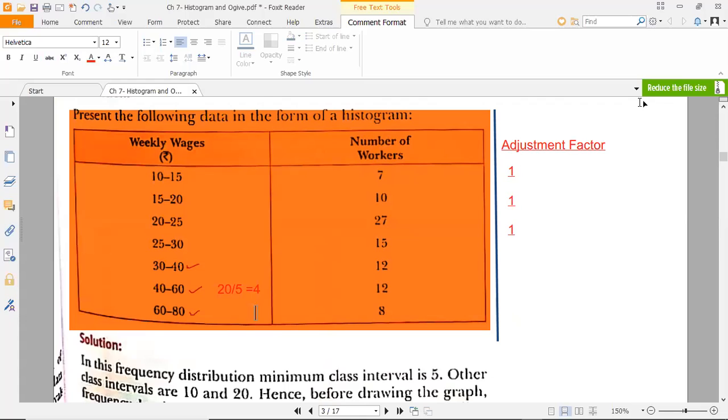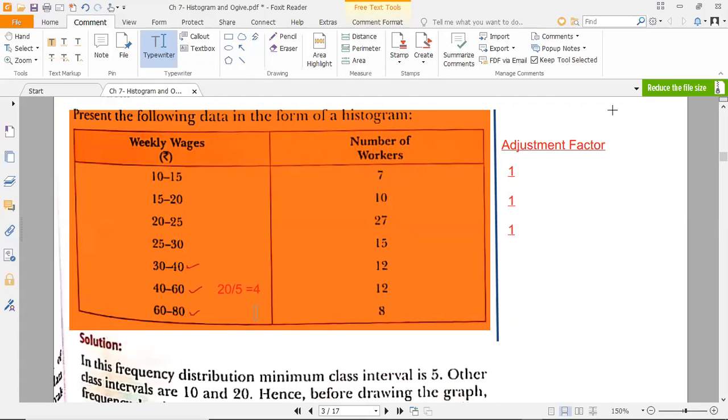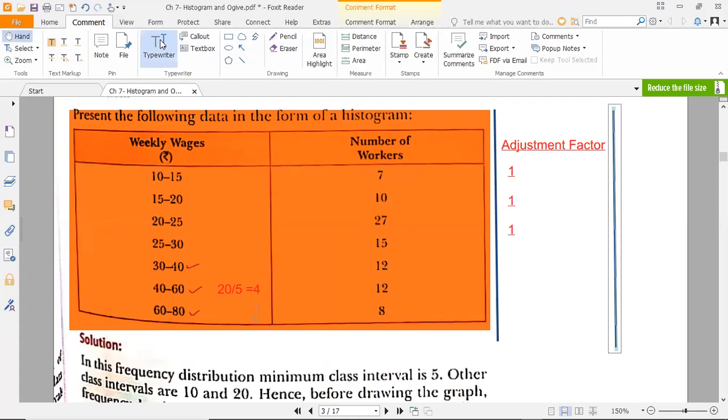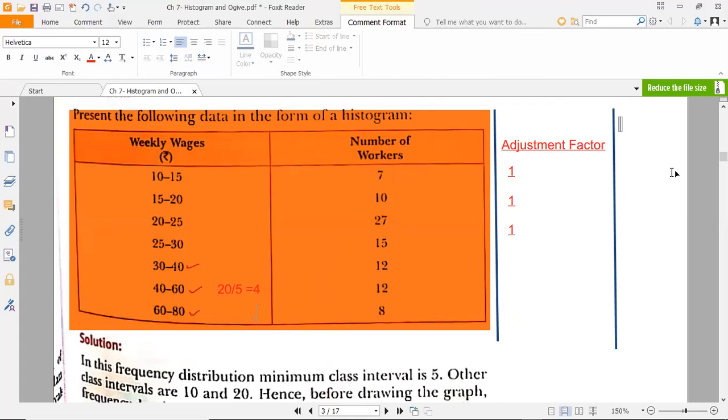I hope you have understood how to calculate the adjustment factor. And after calculating the adjustment factor, what you are actually going to do is find out the adjusted frequencies. Now see, since the adjustment factor was 1, 7 divided by 1 equals 7. So the frequency would remain the same.